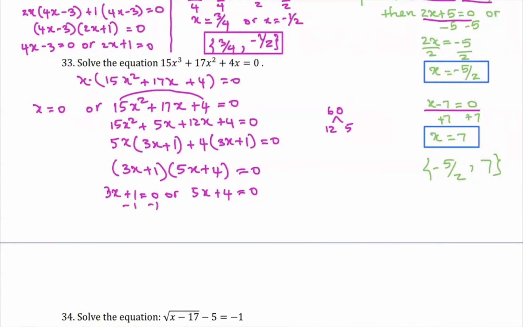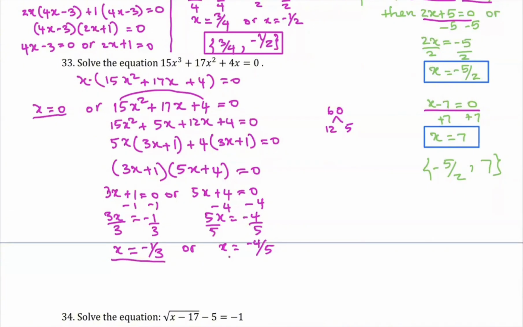By subtracting 1 on both sides of this equation, and subtracting 4 on both sides of this one, we get 3x equals -1, 5x equals -4, and by dividing by 3 for the first equation and dividing by 5 on the second one, we get x equals -1/3 and x equals -4/5. So we have three solutions: x equals 0, x equals -1/3, x equals -4/5, and the solution set will be 0, -1/3, -4/5. That is the solution set.